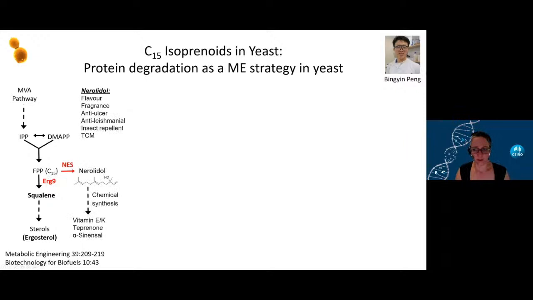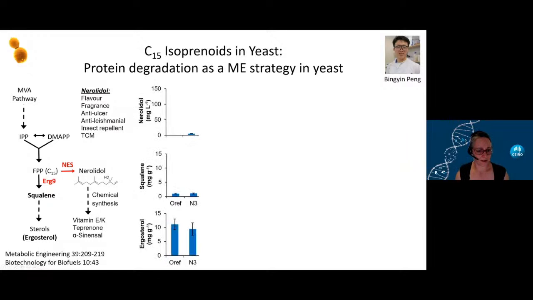The postdoc who's working on this was interested in nerolidol, which has lots of different industrial applications. So we introduced a nerolidol synthase into the yeast and got a little bit of nerolidol produced. The squalene and ergosterol levels stayed pretty similar. He then massively upregulated flux through the mevalonate pathway by reconstructing a novel mevalonate pathway, and he got a lot more nerolidol, but most of the carbon was channeled into squalene, which is a little bit disappointing.